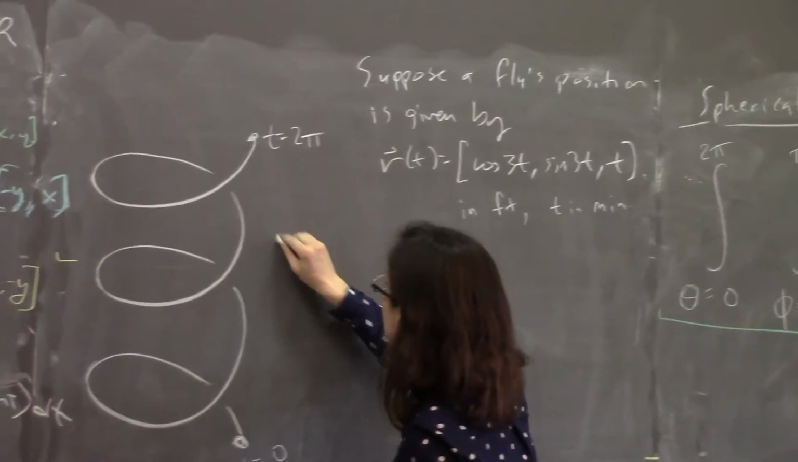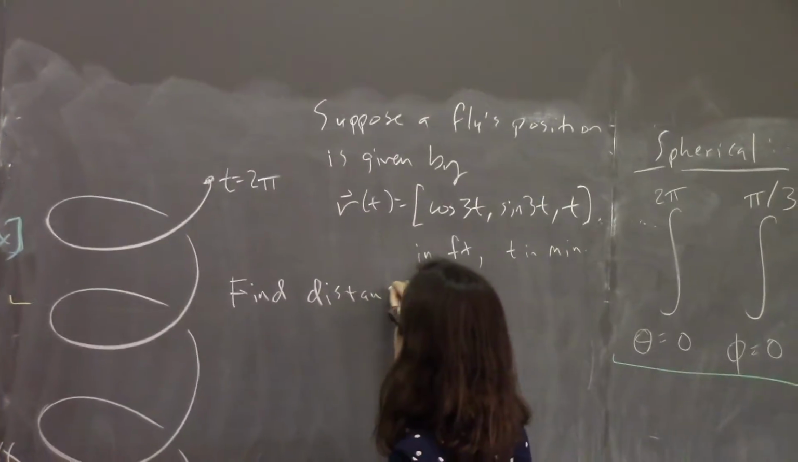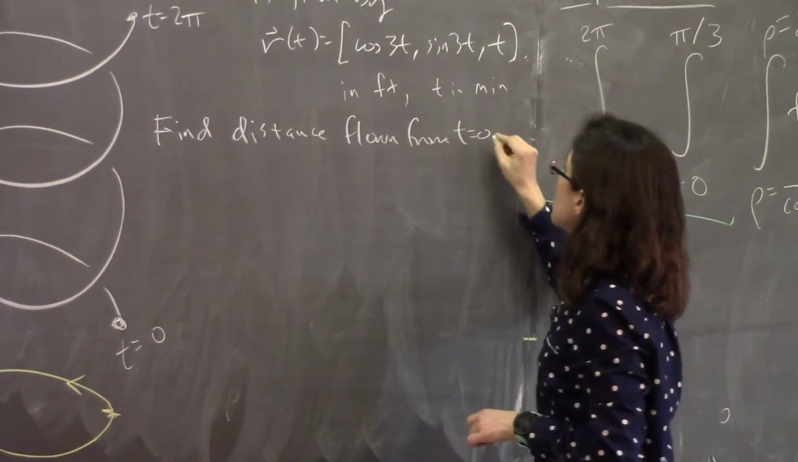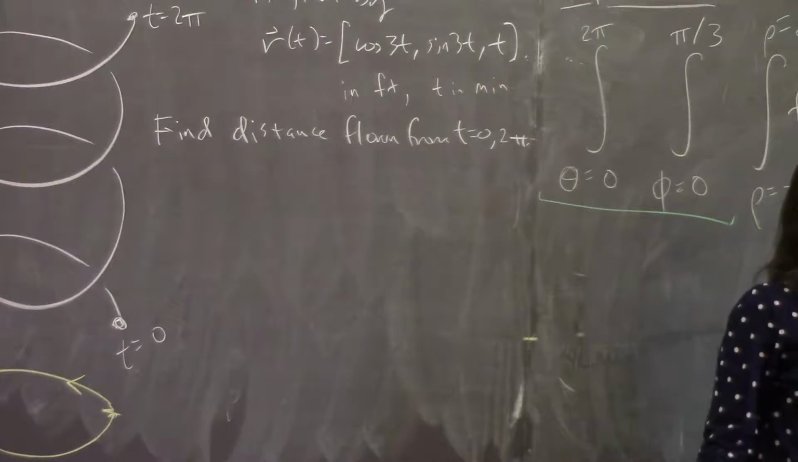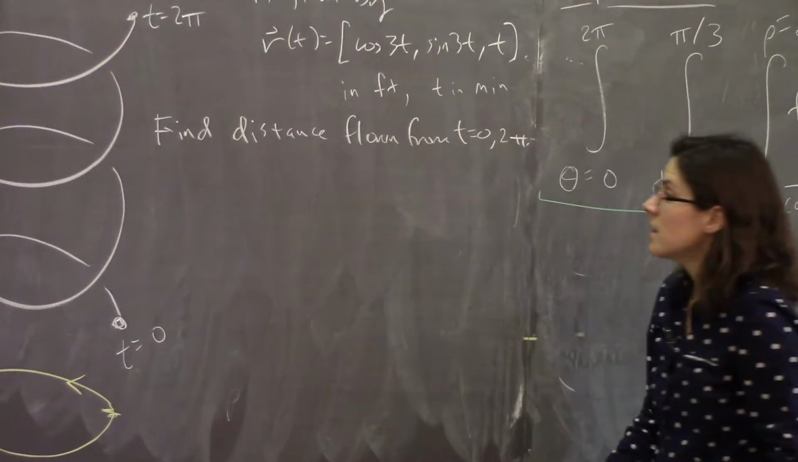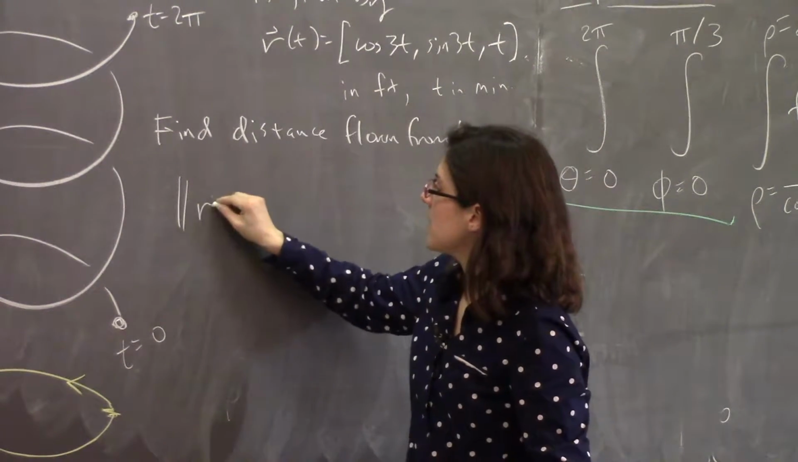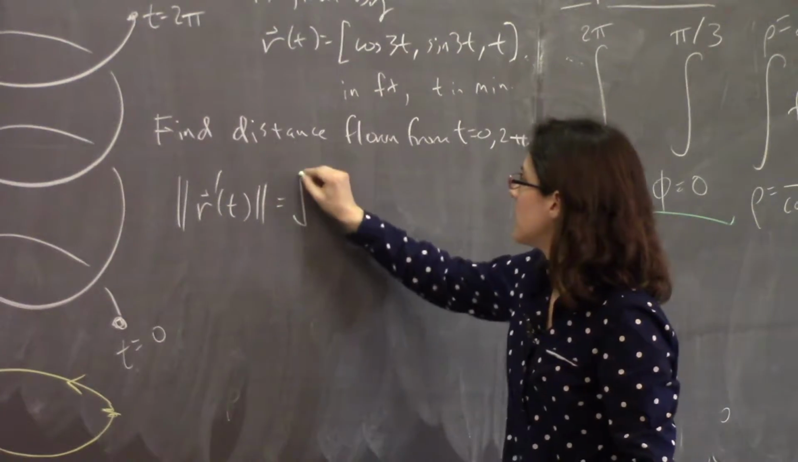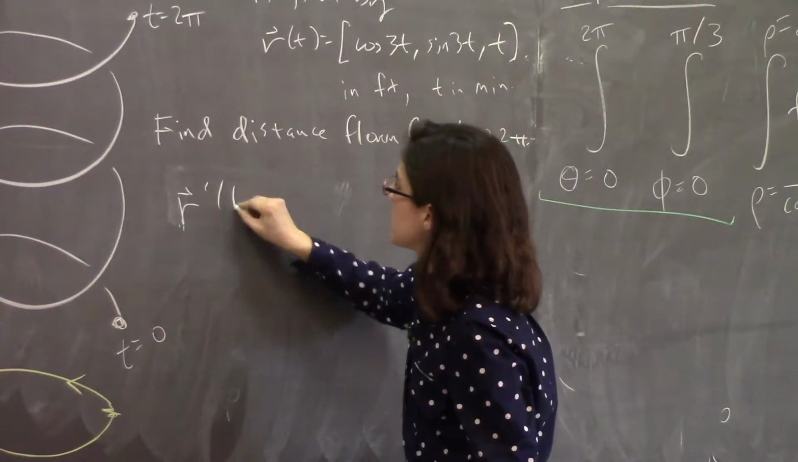So let's find the distance flown from t equals 0 to 2 pi. So the length of the thing that I've drawn there. Let's do it. We know already we'll need the speed, so we'll need the magnitude of the velocity vector. So we better compute the velocity vector first. So r prime of t.